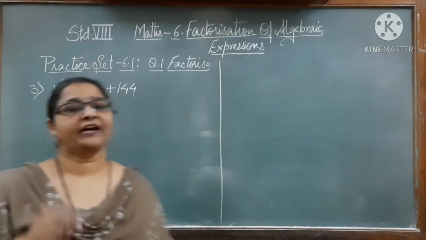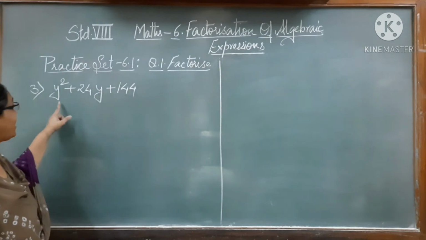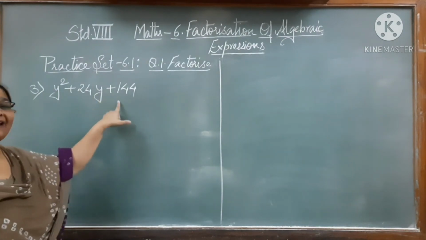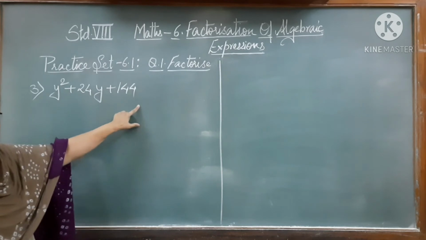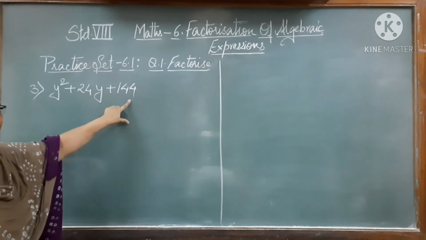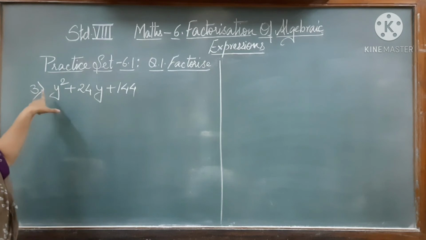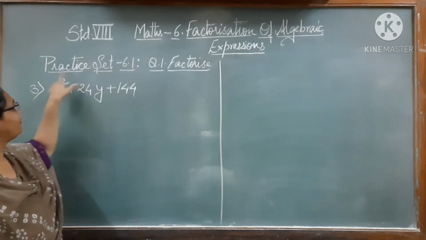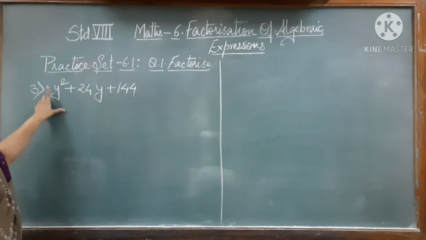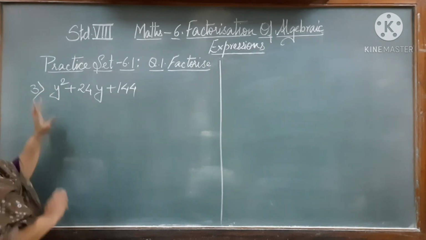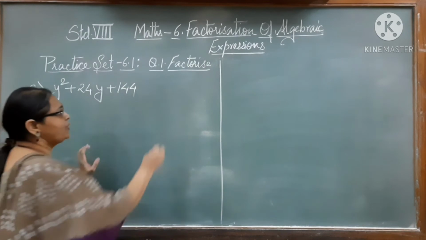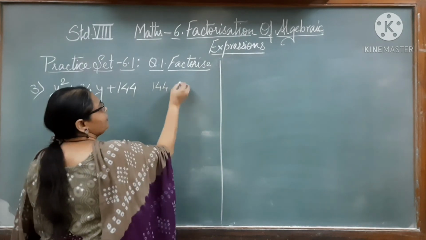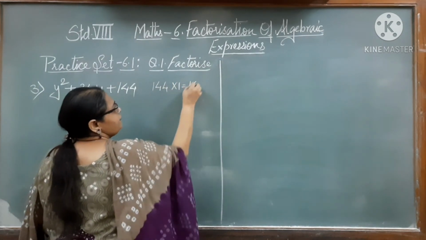Let us see how to factorize the third one now: y squared plus 24y plus 144. The constant is a big term, but it doesn't matter. Let us find 144 multiplied by the coefficient of the first term, the square term. Here it is y squared, that means it is 1y squared. So multiply 144 into 1, which is equal to 144.